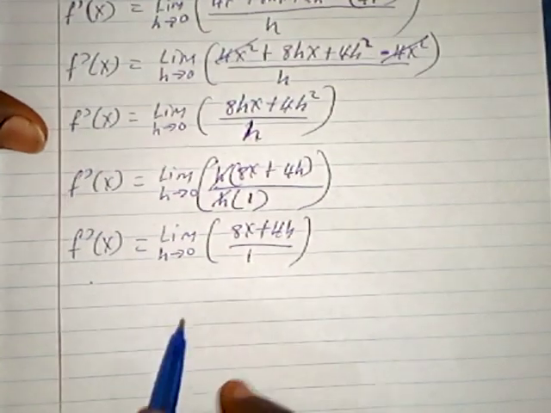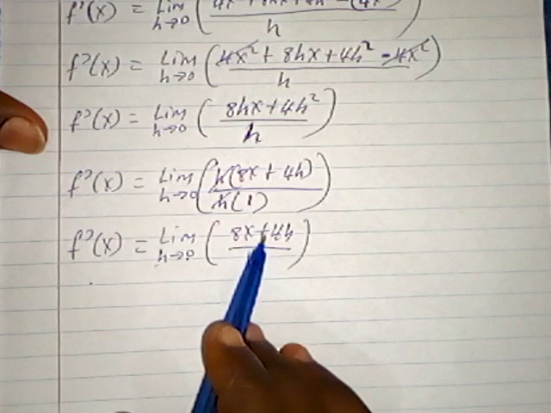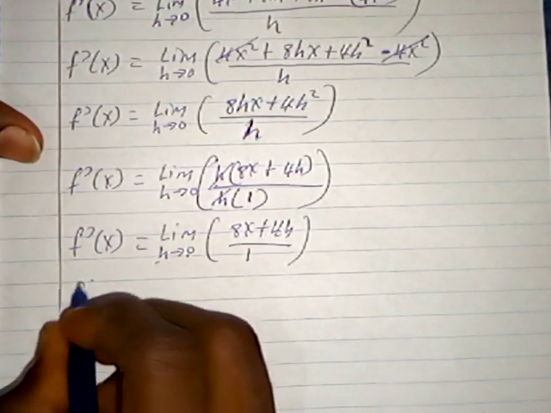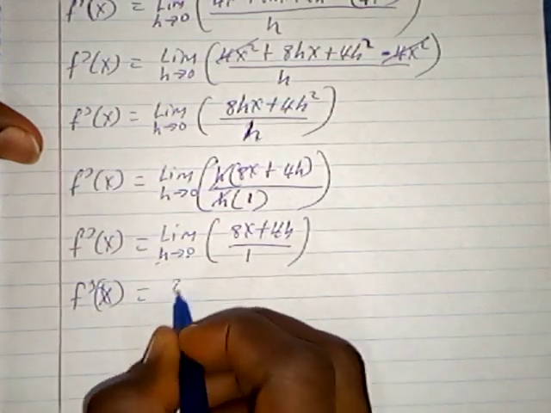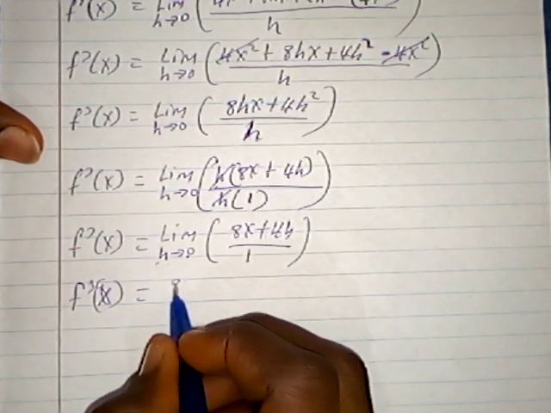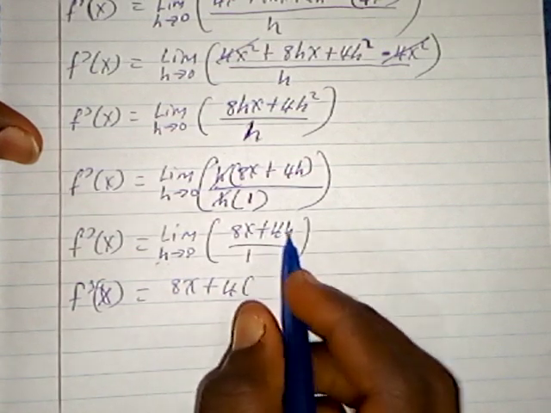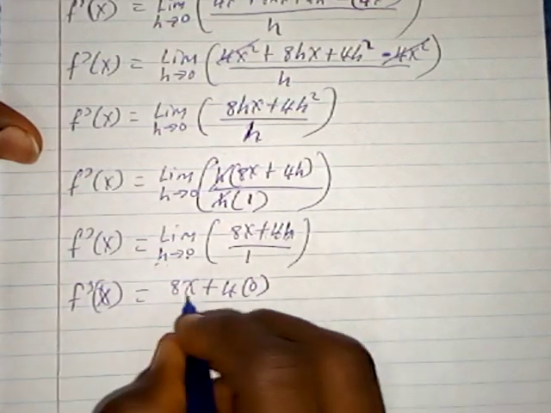What is this trying to say? Anywhere you are seeing h, that means the value of h will be 0. Anywhere you are seeing h, you put 0. That's why they say h is moving towards 0. So the first derivative is equal to 8x + 4h. Now anywhere you see h, what are you going to put? 0. A number upon 1.